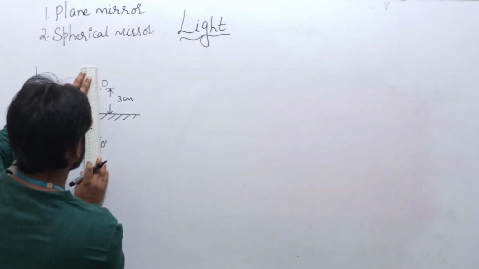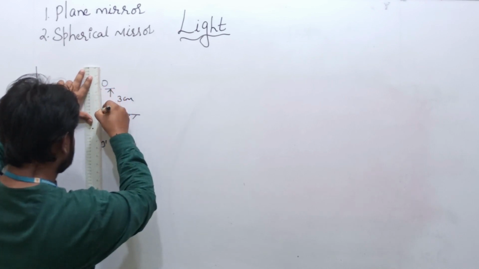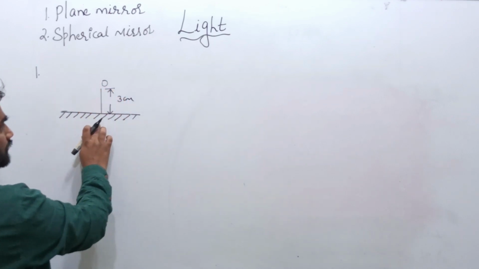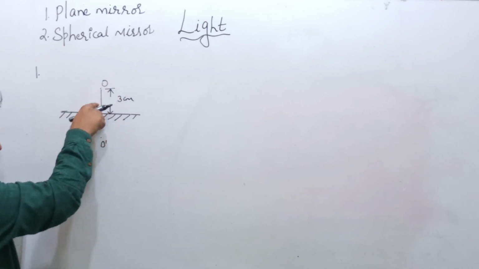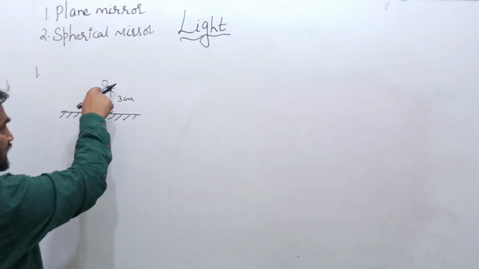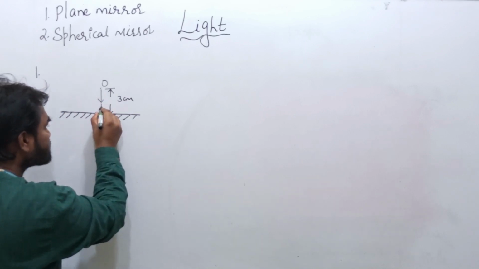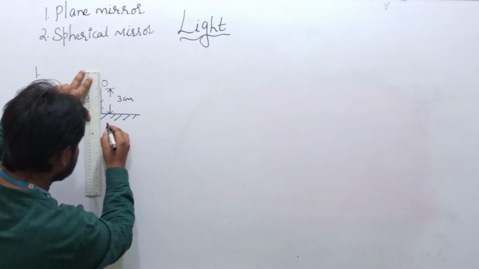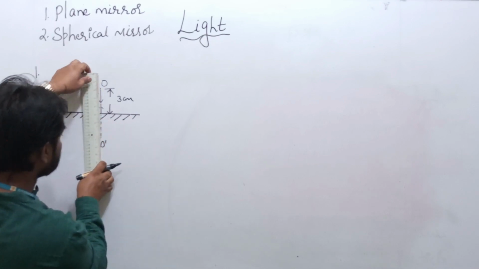If you have to draw, you can draw a straight line here. Let the light ray be incident on the mirror from this point object O. As it is at 90 degrees, the reflected ray will be in the same direction. If I extend those rays, it would be somewhere here.